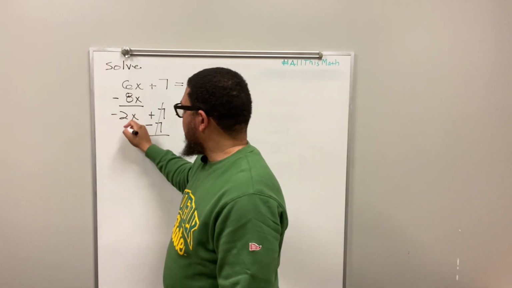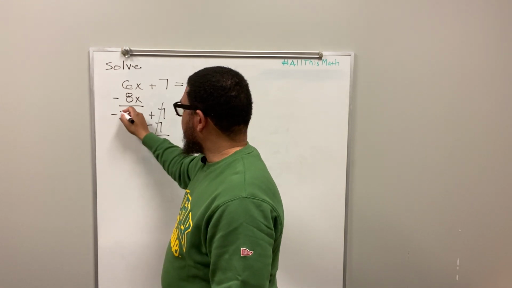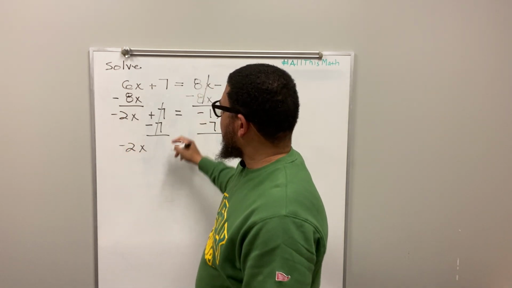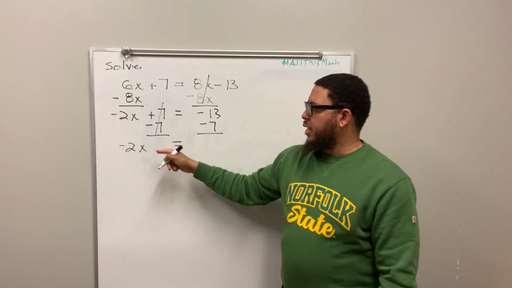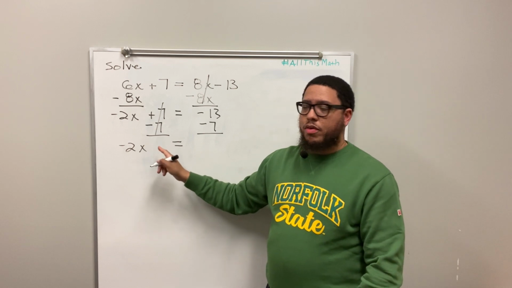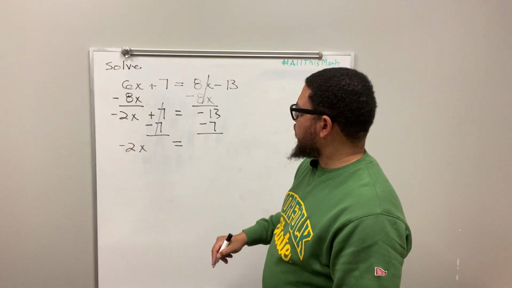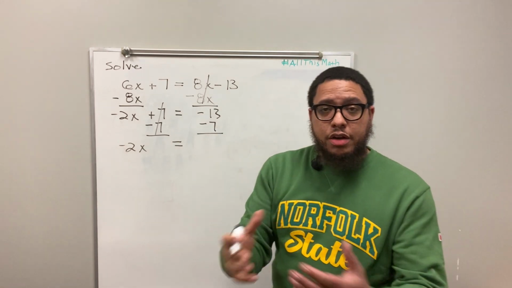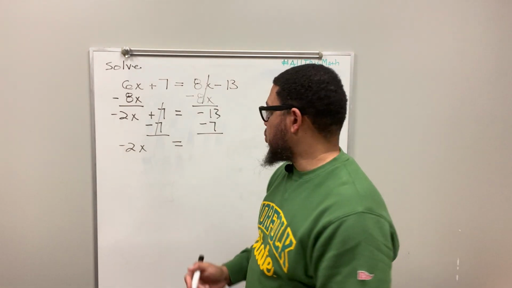Boom. Now, that's gone. This negative 2x comes down. This equal sign comes down. You might be saying, oh, but isn't that 0? It is. You don't need to write that 0. That 0 is not necessary. You don't need to write it. The equal sign comes down. Now, arithmetic, negative 13 minus 7. Negative 13 minus 7 is negative 20.